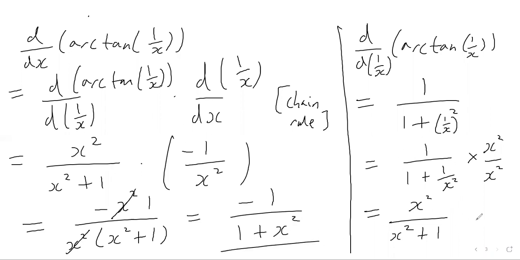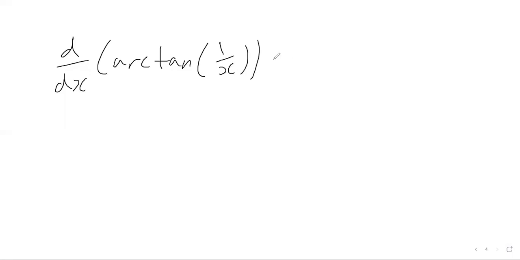And so what we can conclude then is that when we differentiate the function arctan of 1 over x, we get the result negative 1 over 1 plus x squared. So that's the key result from this video today.